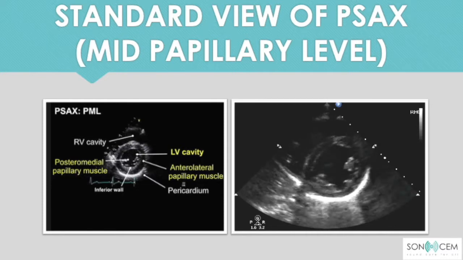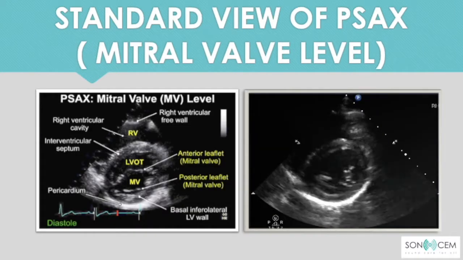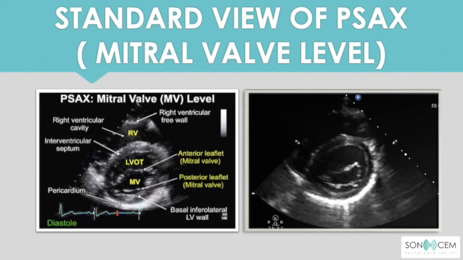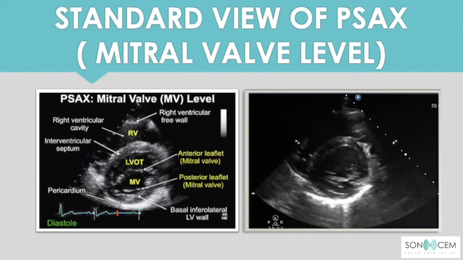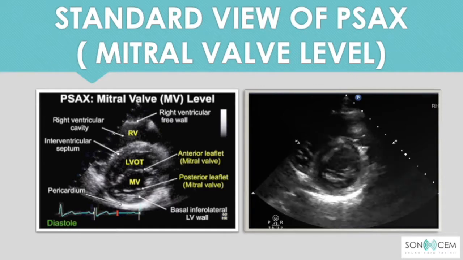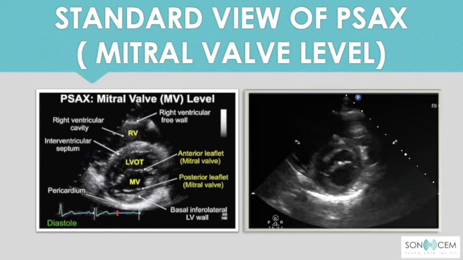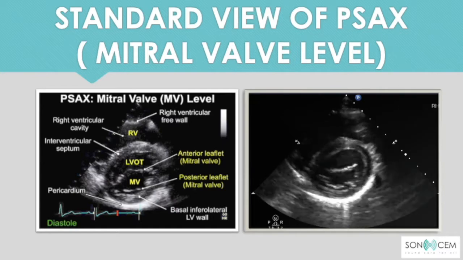In this level, you can see like two knuckles here. This is where the mid-papillary level is. Third one is mitral valve level. We can assess morphology of the valve in this level. As you can see, fish mouth appearance here. This is anterior leaflet and below it is the posterior leaflet of the mitral valve.